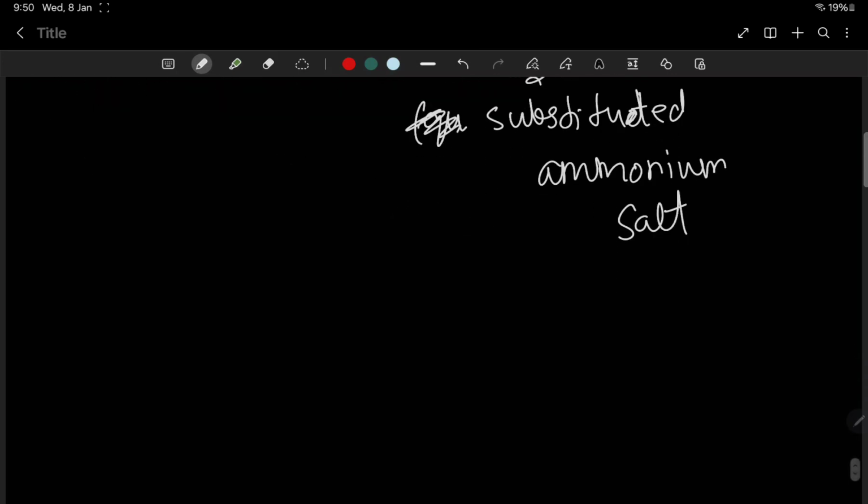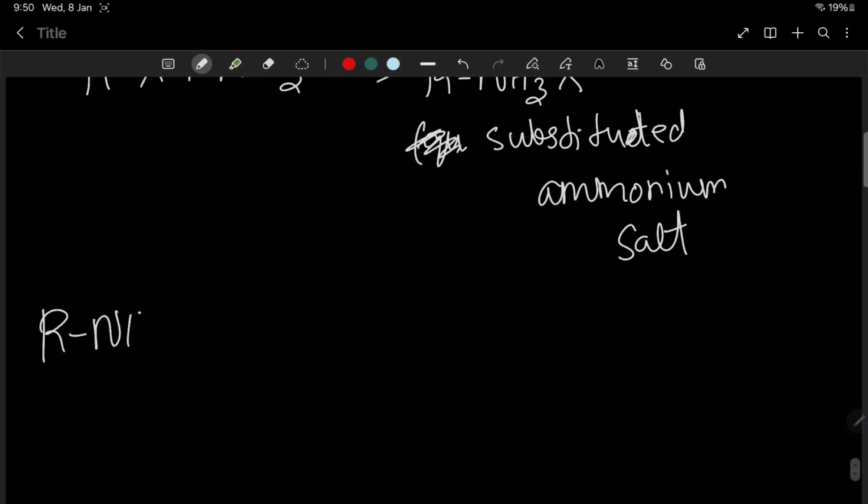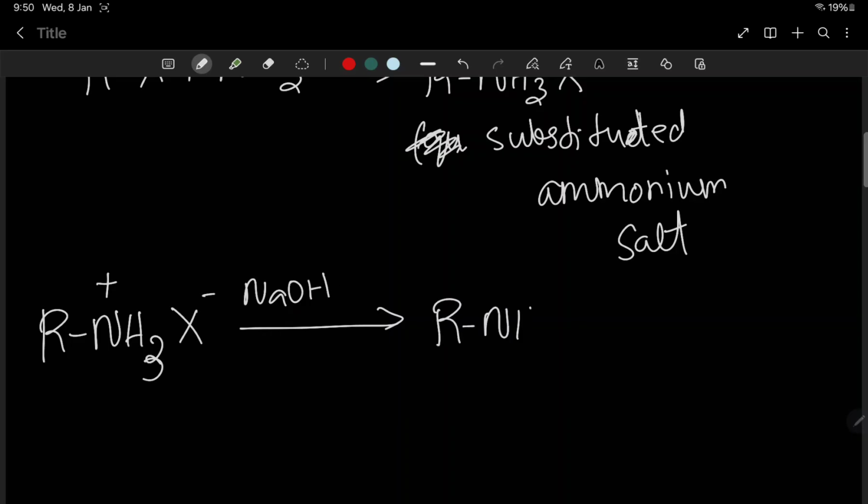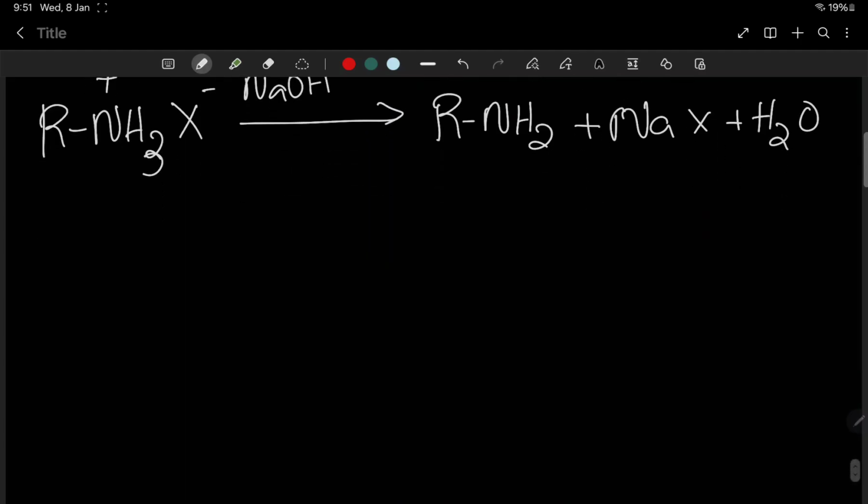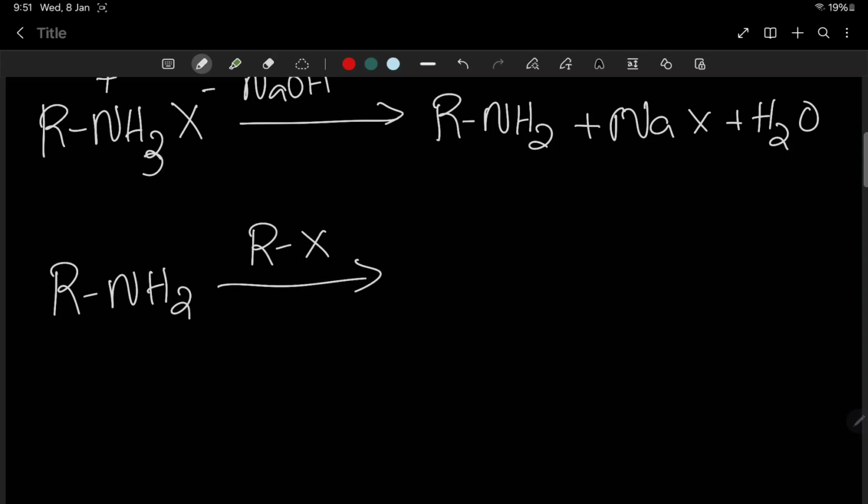Into this substituted ammonium salt, RNH3+ X-, if I add NaOH, what happens? We get the corresponding primary amine, RNH2 plus NaX plus H2O. Now, this corresponding primary amine reacts further. This reaction we did in the haloalkanes chapter. What reaction is this? Substitution reaction. This is called nucleophilic substitution reaction.